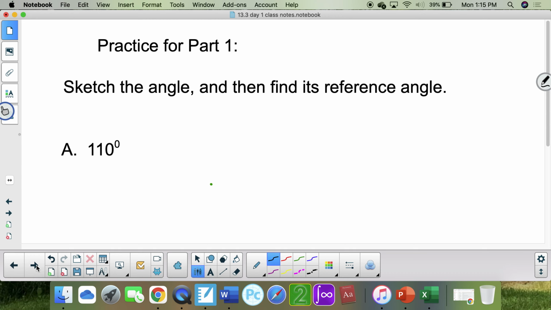So let's just do part 1. Part 1 says to sketch the angle and find the reference angle. So I'm going to sketch 110, which puts you about right there.